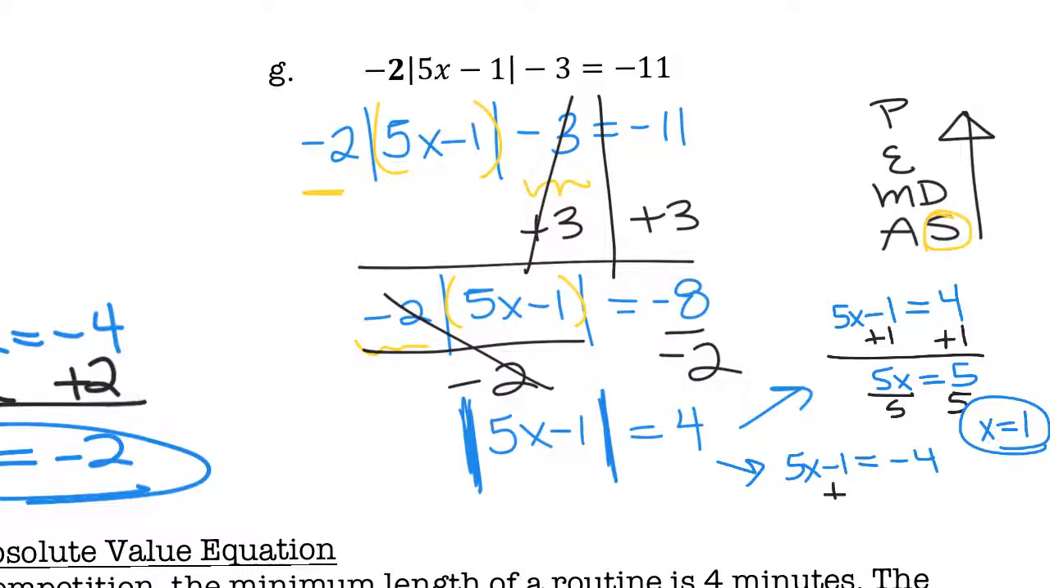On this side, we'll do the same steps. We add 1 to both sides, and we get 5x is equal to negative 3. And when you divide by 5, your answer is x is equal to negative 3/5. So those are your two answers for those problems.